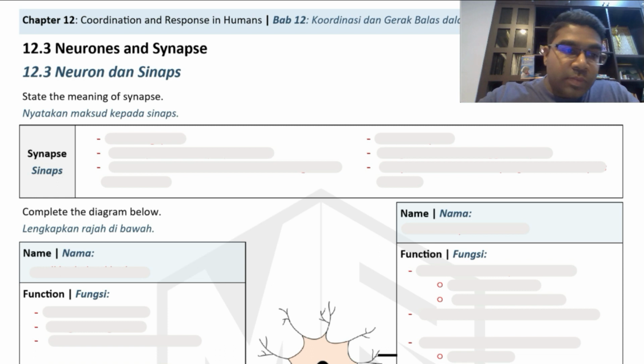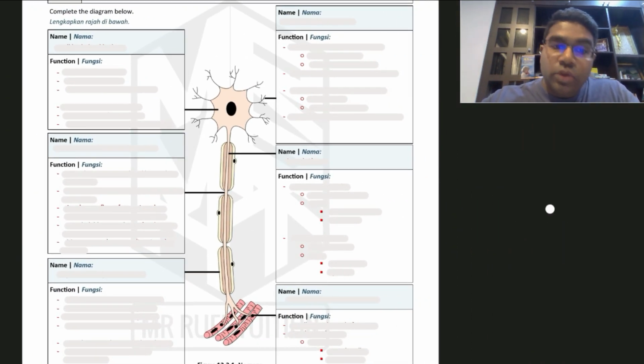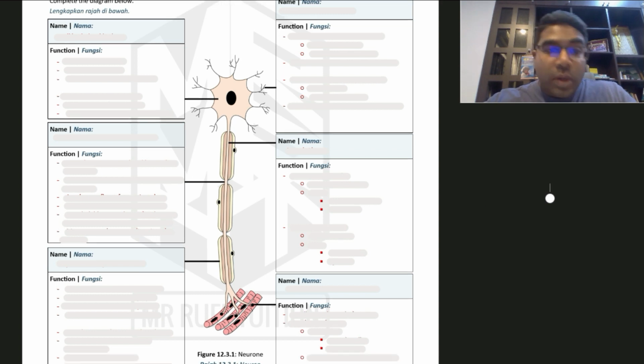Kita tengok neuron dulu. So, apa yang kita nampak dalam gambar ini adalah satu contoh neuron motor sebenarnya. What we see in the diagram is an example of a motor neuron. But, ini digunakan sebagai template dia. This is used as a template, as a general neuron picture. So let's look at all the different parts. Mari kita tengok bahagian-bahagian neuron ya.